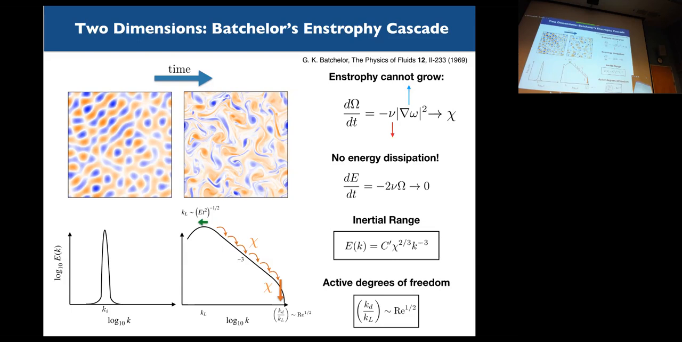And if you go and do the same kind of dimensional analysis as Kolmogorov, you find that your energy spectrum should scale as k to the -3, or equivalently, you could say that the enstrophy spectrum scales as k to the -1. They're just related with a factor of k squared. And similarly, you can write down an expression for the active number of degrees of freedom, which you find scales as the square root of the Reynolds number.